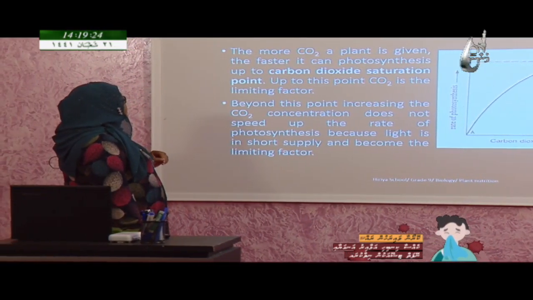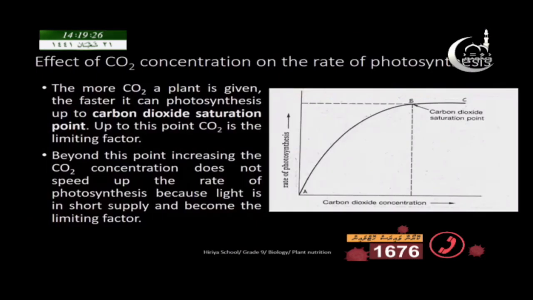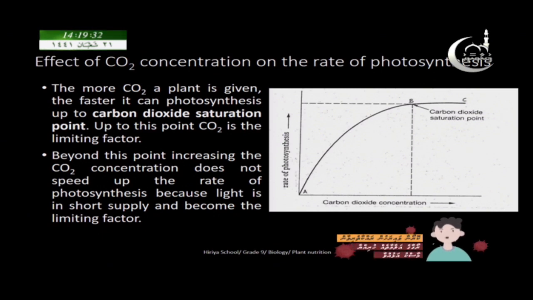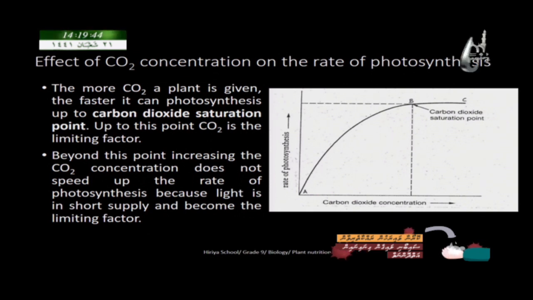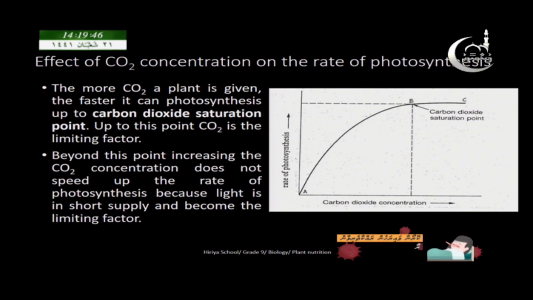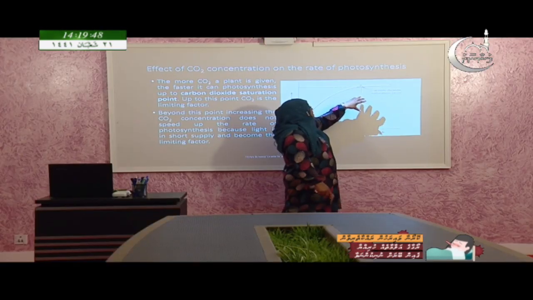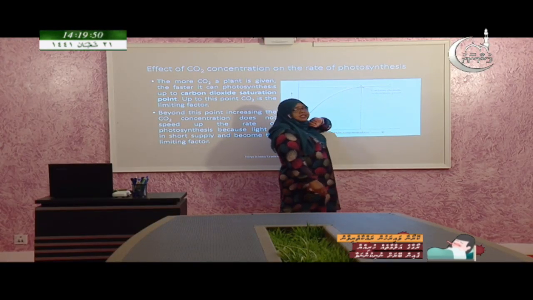The second factor, carbon dioxide. So, again we look at rate of photosynthesis with carbon dioxide concentration. As carbon dioxide concentration increases, rate of photosynthesis increases up to a certain point. So, from A to B, what is in short supply? Good, carbon dioxide, and from B onwards it becomes the carbon dioxide saturation. Even if there is a lot of carbon dioxide, photosynthesis cannot increase further.